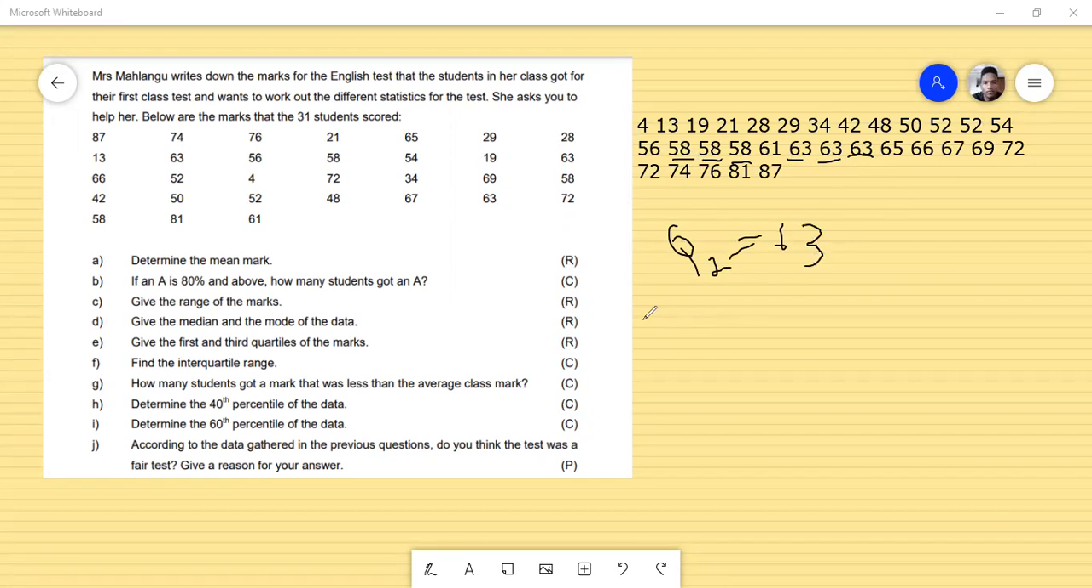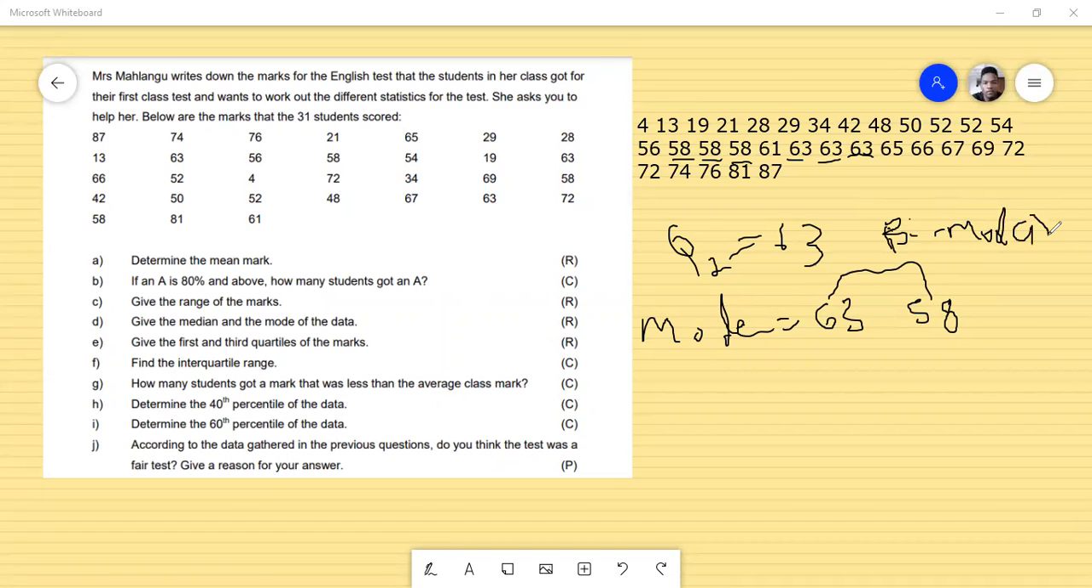And then as for your mode, we have 2 modes, right? The mode, we have 63 because it is appearing 3 times, as you can see. And we also have 58. So you write both of them. This is an example of bimodal data, right? You remember we spoke about bimodal data in class, right? So this is a type of bimodal data. It consists of 2 modes, which is 63 and 58. I hope that makes sense.